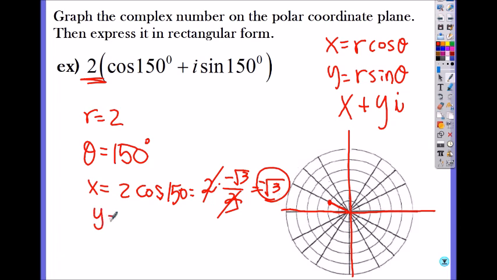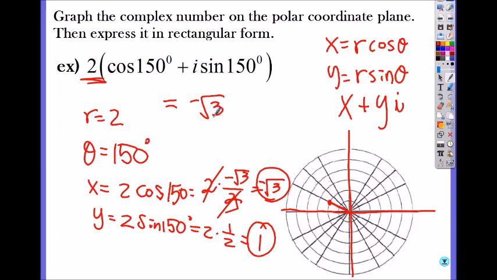Y is r, 2, times sine of 150. What's sine of 150 in the unit circle? Half, right? So it is 2 times 1/2, which gives you 1. So now how do we write it in rectangular form? It is negative root 3 plus 1i, which is just i.